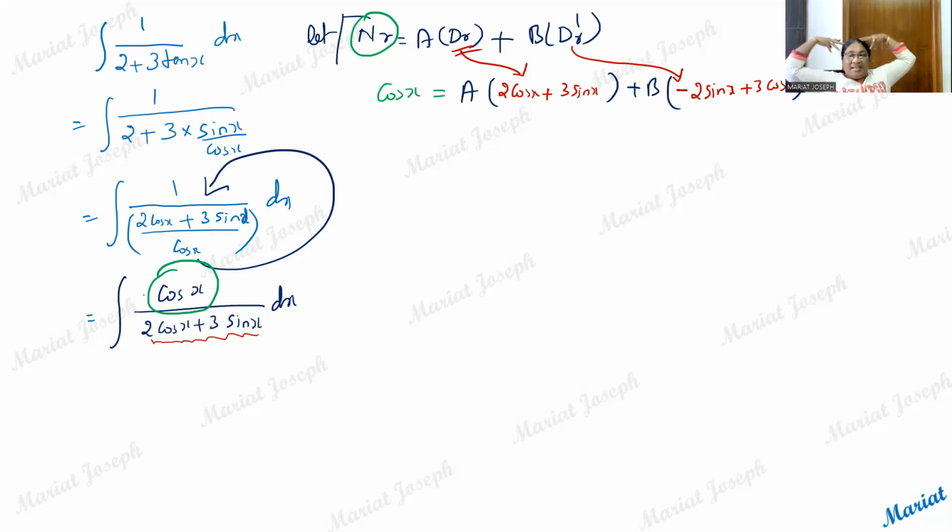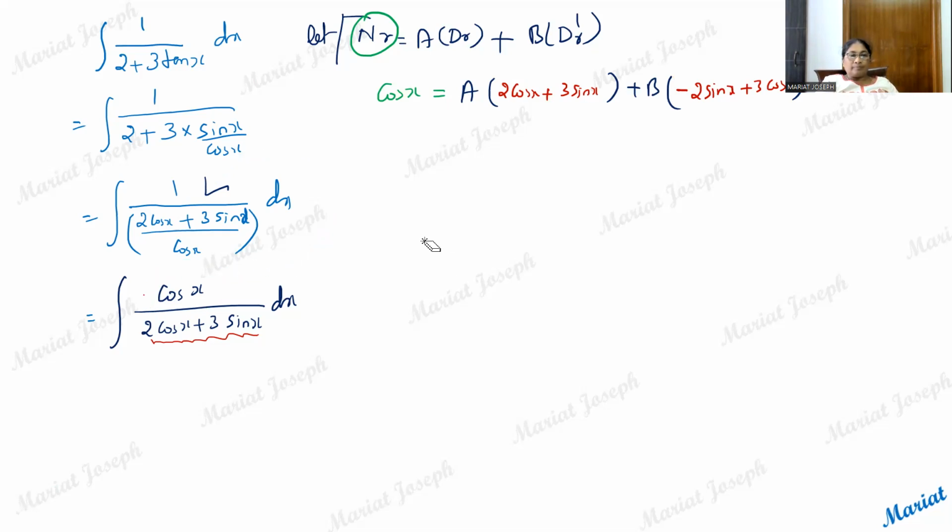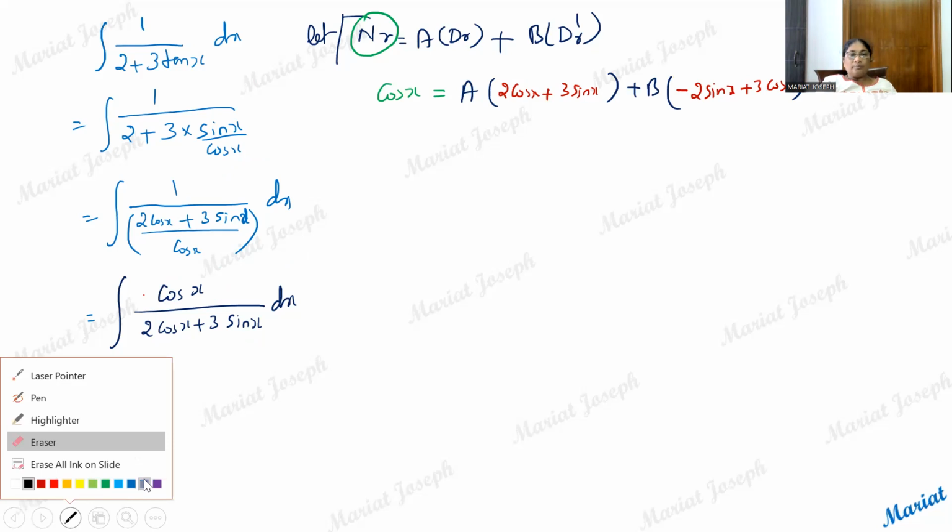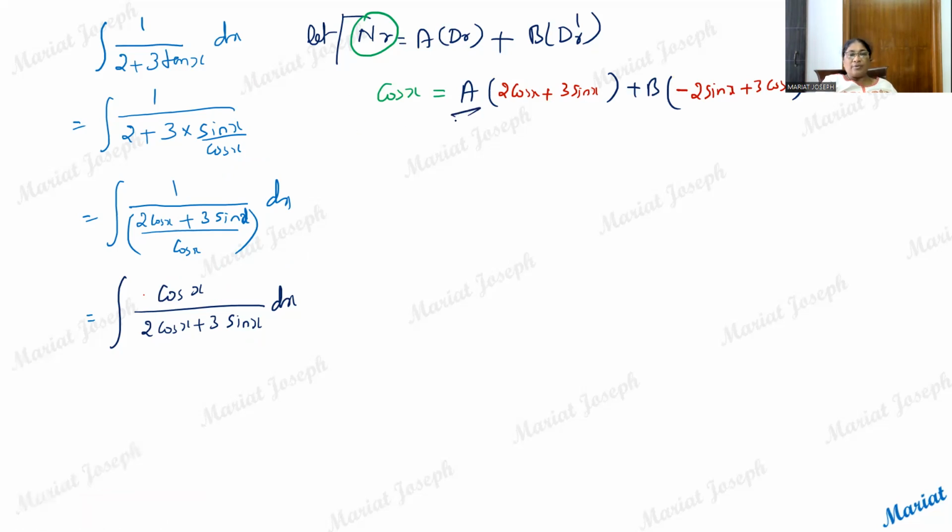Yes, ma'am. What should be the next step? Equating the coefficients of like terms. I'm waiting for both of you to write till here. Once over, let me know. I'm done. So what is the next step? How will you find the values of A and B? Write down there, equating the coefficients of like terms.